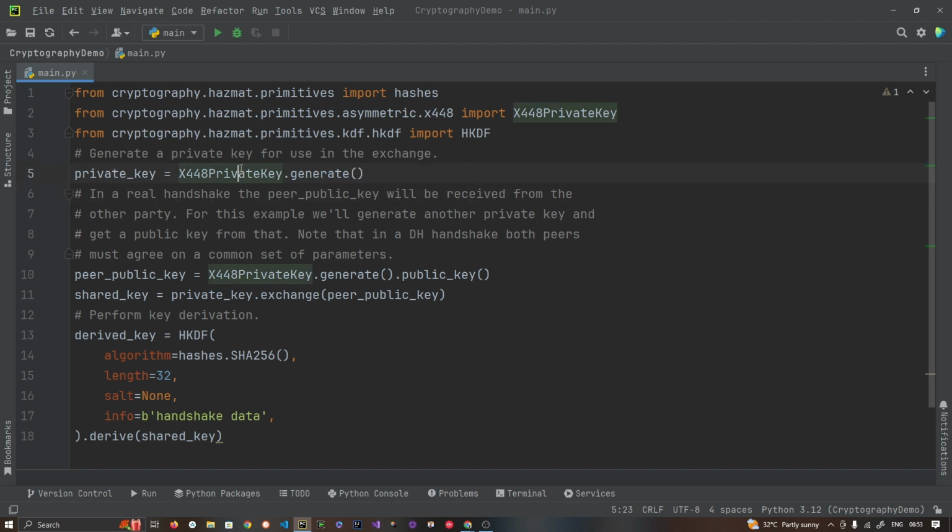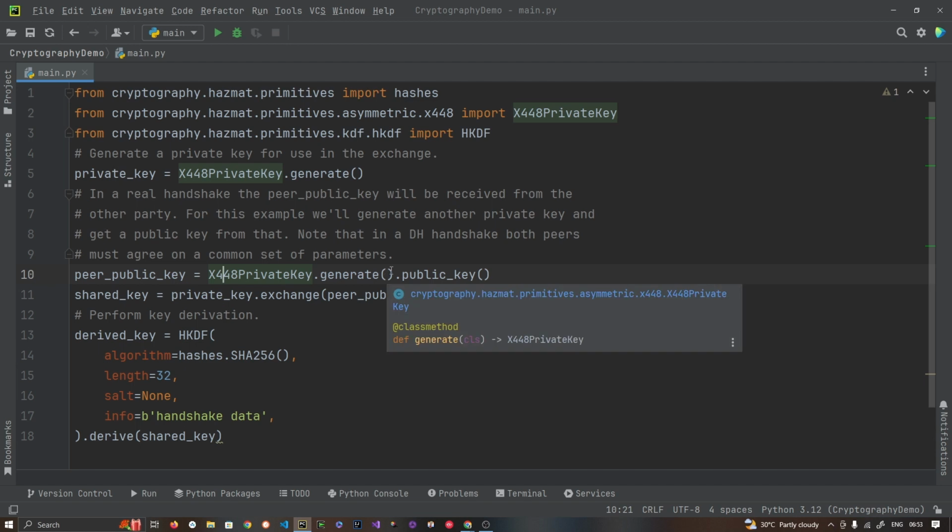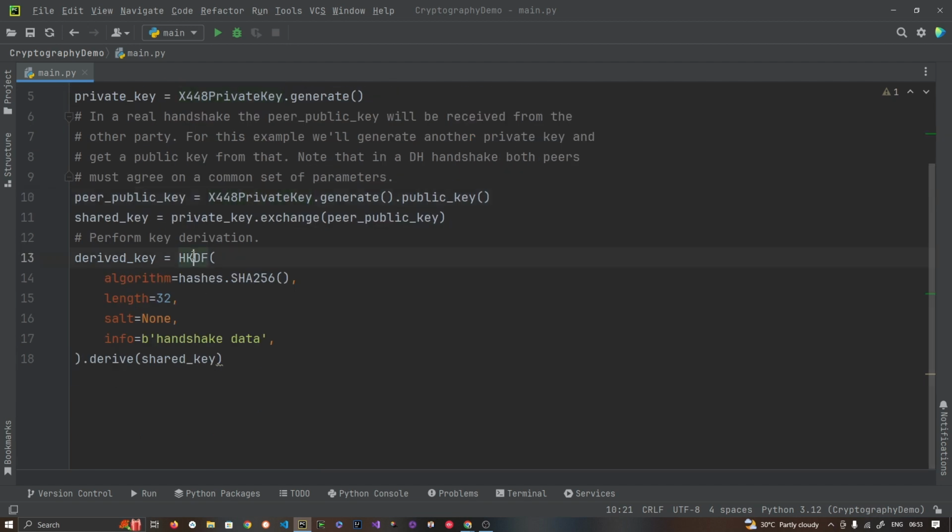But whatever client technology you are going to use, you have to look for the library, and it should generate this private key and public key for this algorithm. It should also have this HKDF function, the key derivation function, which will be used to derive the key. All right, so this is the derived key which you will be using for the next communication. This derived key will be common for your client and server. So this is like a symmetric key.